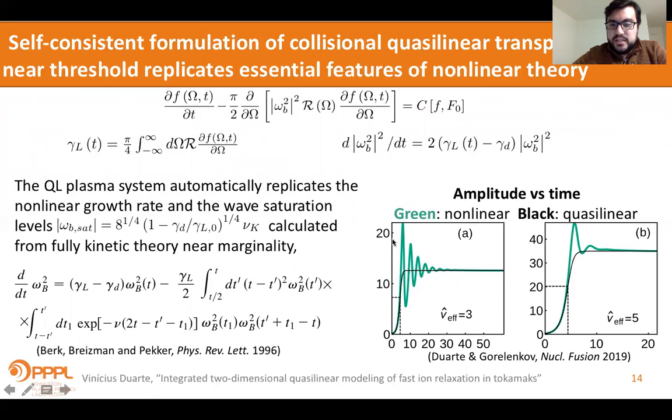So the green curve is the simulation of that nonlinear formulation, and black is what the quasilinear theory that we formulated yields. You see that, as expected, quasilinear theory, being a reduced approach, does not capture all the fine details of the evolution of the mode amplitude. However, it does capture the essential information, which is not only the time scale for the amplitude to saturate, but also the exact saturation level.